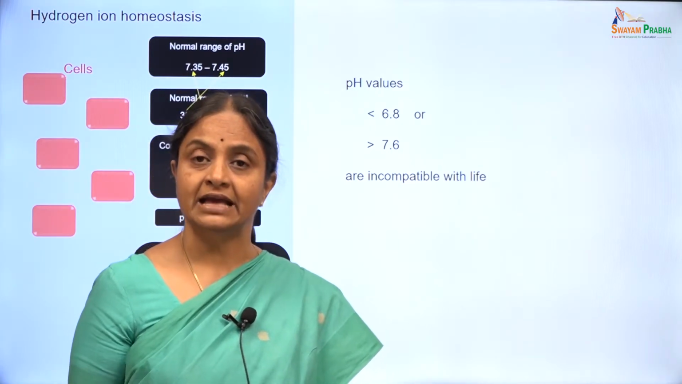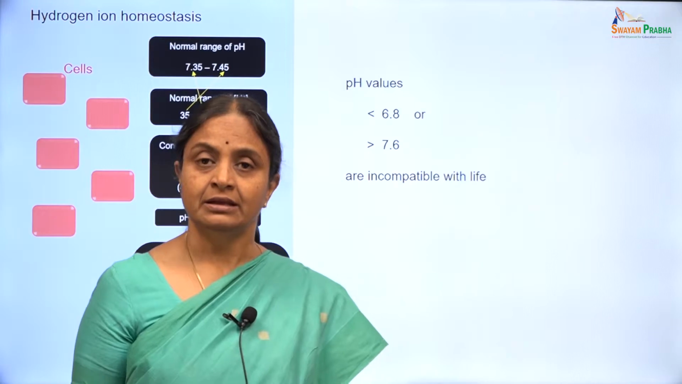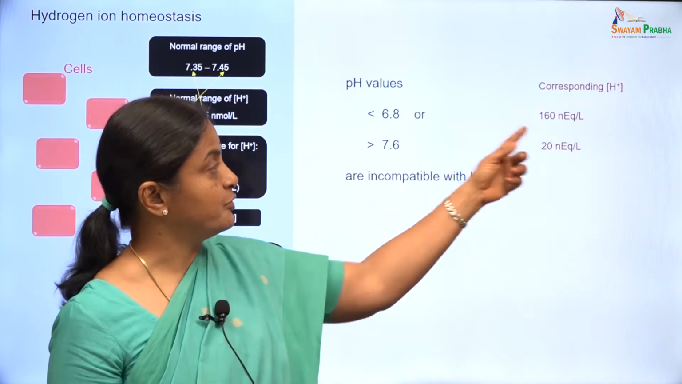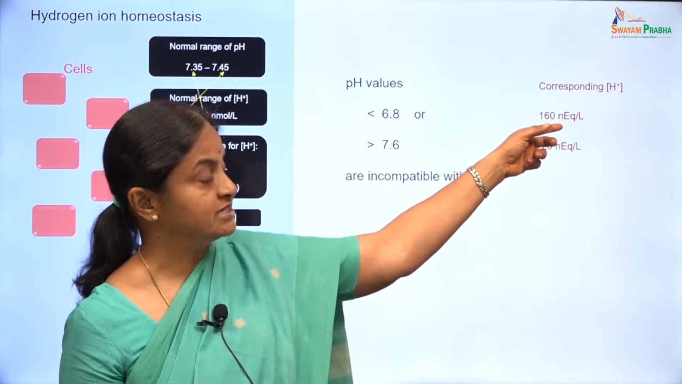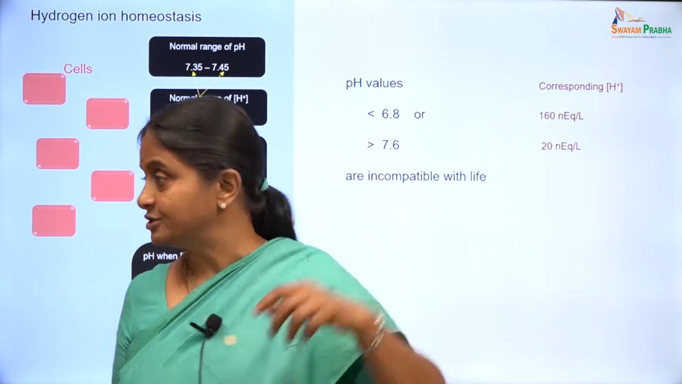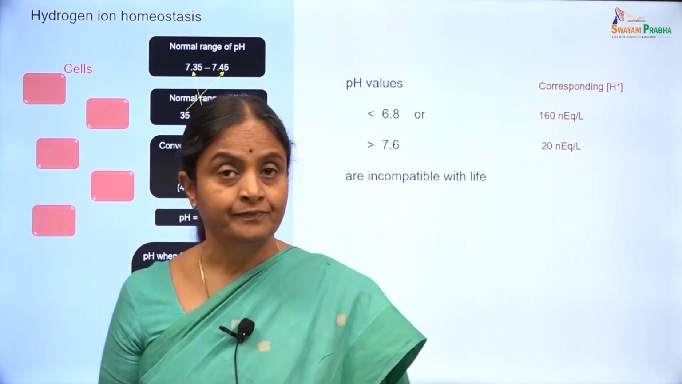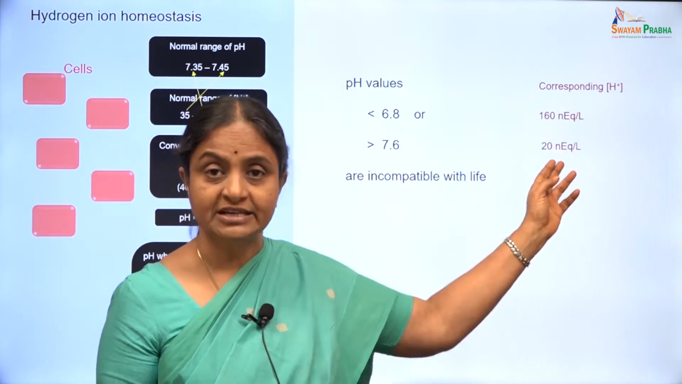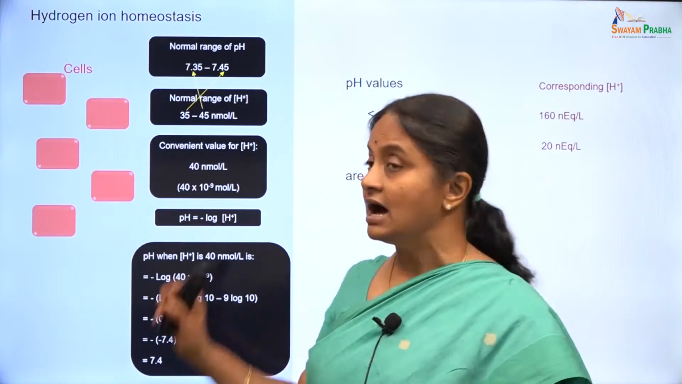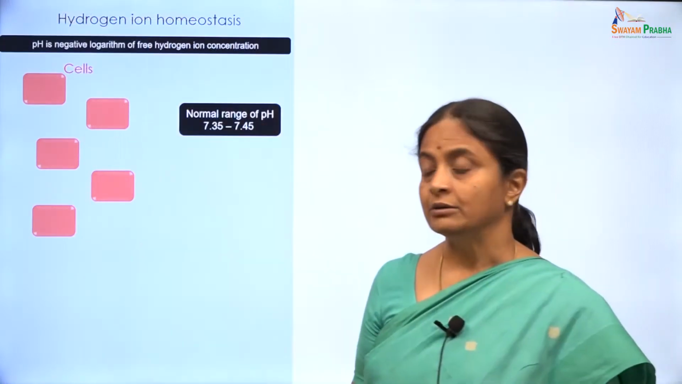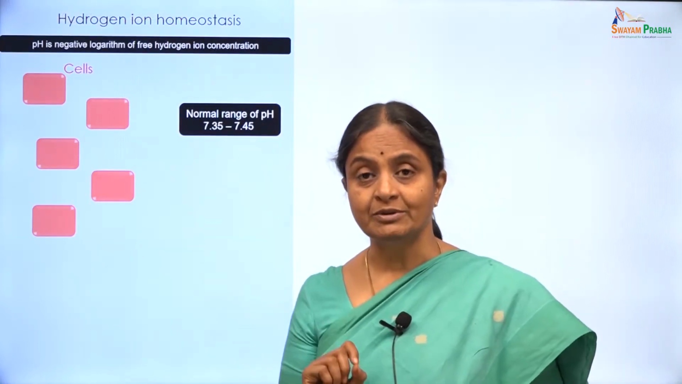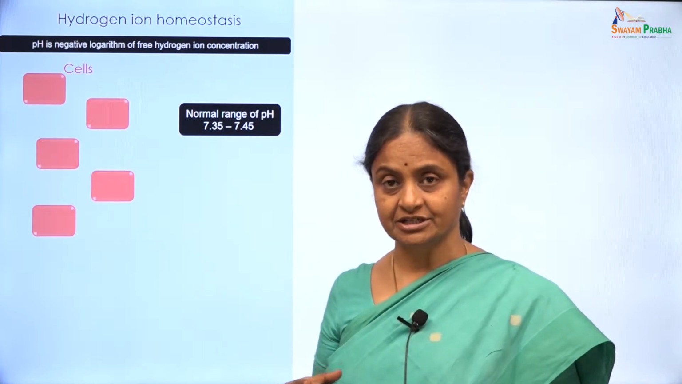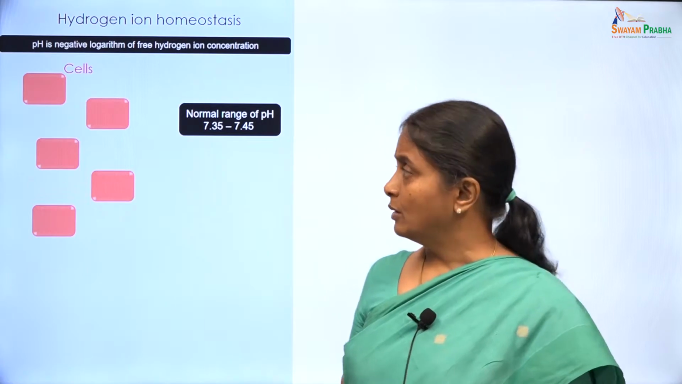And let us look at the actual hydrogen ion concentrations responsible for these pH values. At a pH of 6.8, the hydrogen ion concentration would be 160 nanoequivalents per liter, which is about 4 times the normal value. And at a pH of 7.6, hydrogen ion concentration is 20 nanoequivalents per liter, which is about half the normal value.